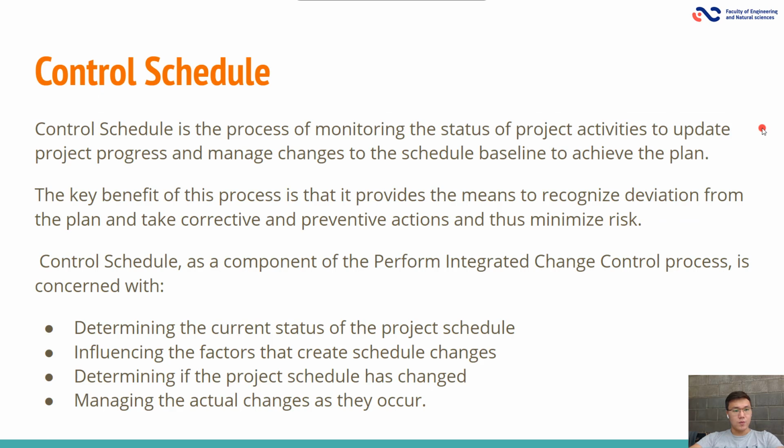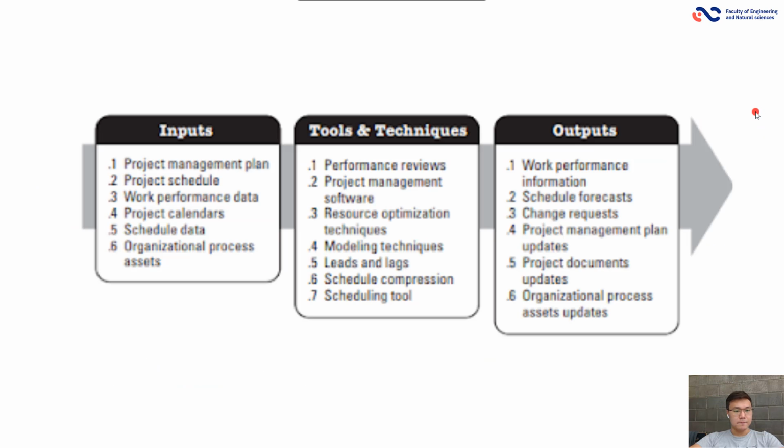And the last one is control schedule. Control schedule is the process of monitoring the status of project activities to update project progress and manage changes to the schedule baseline to achieve the plan.